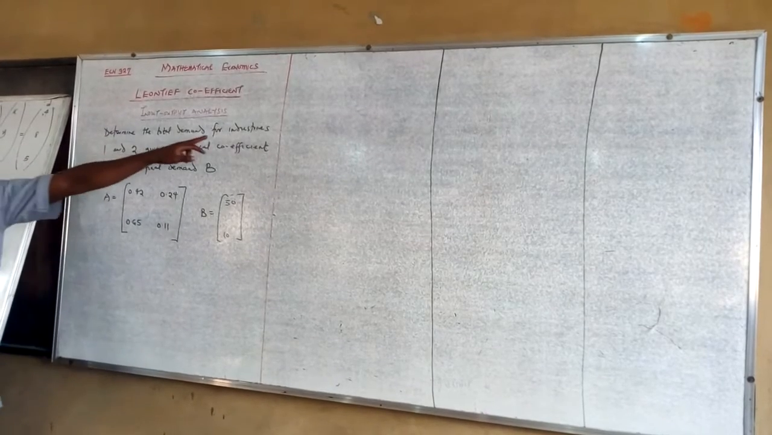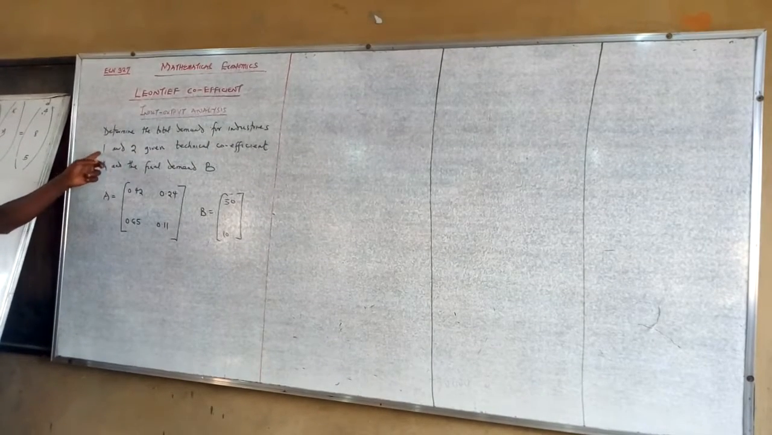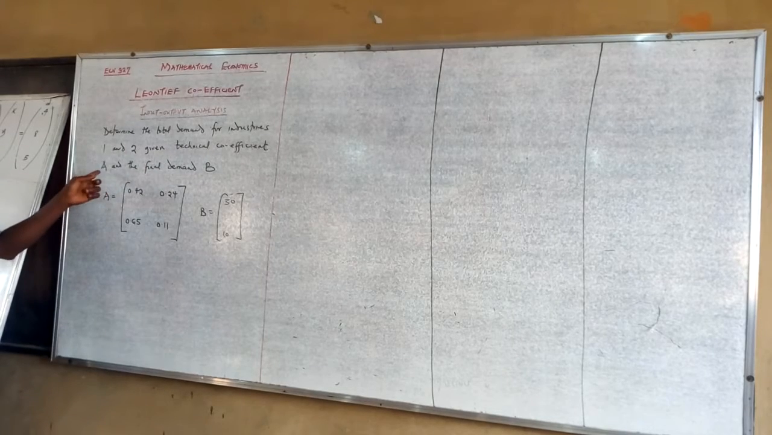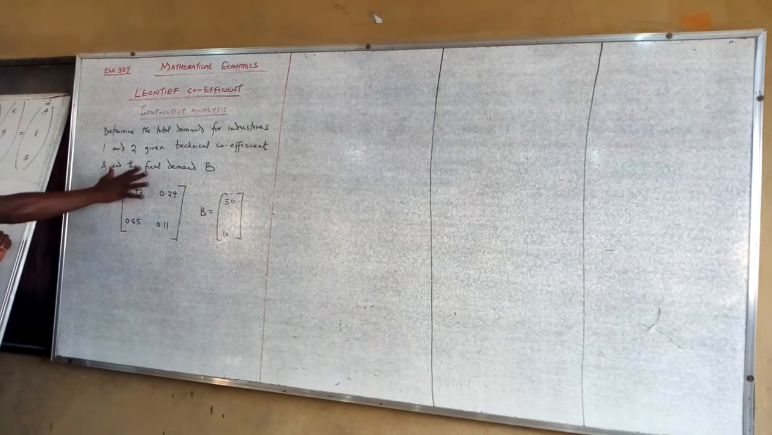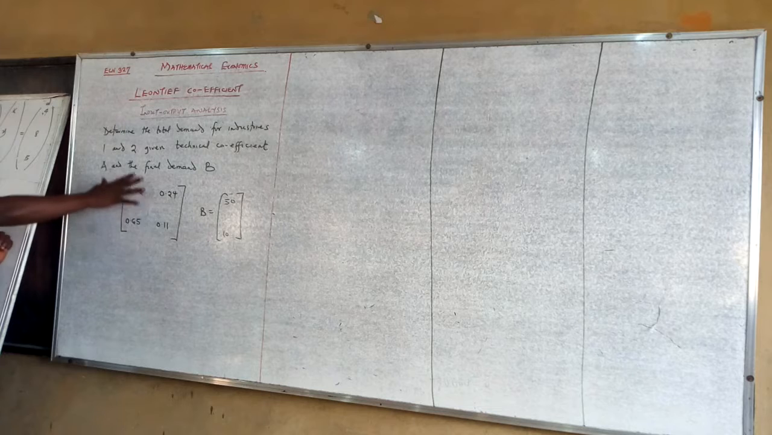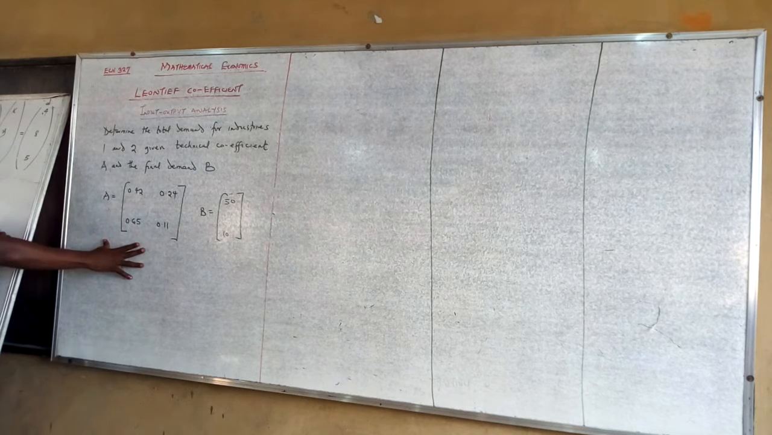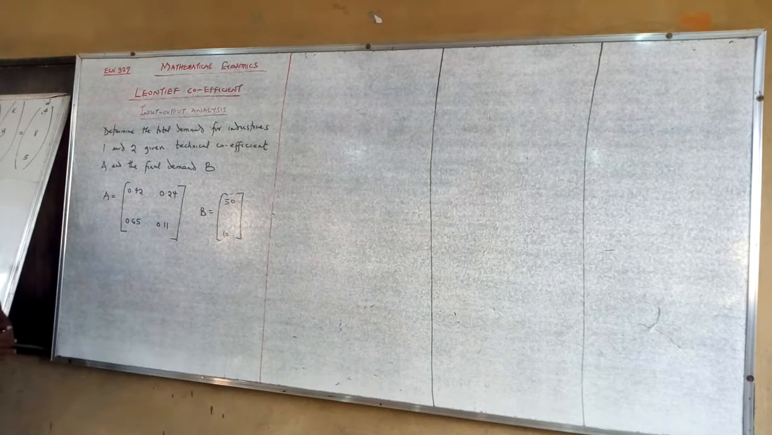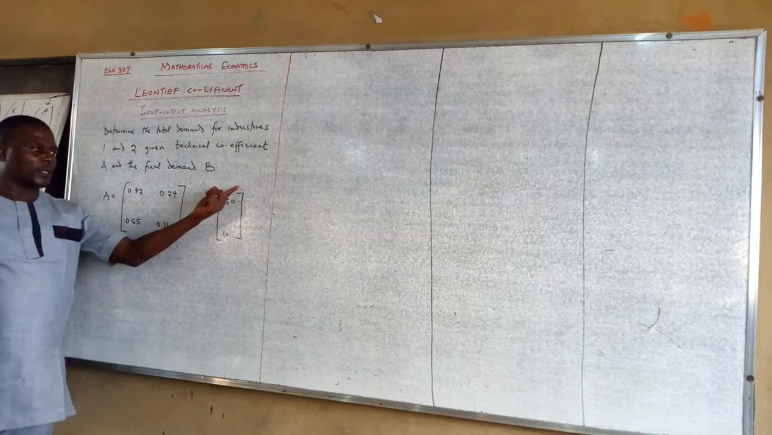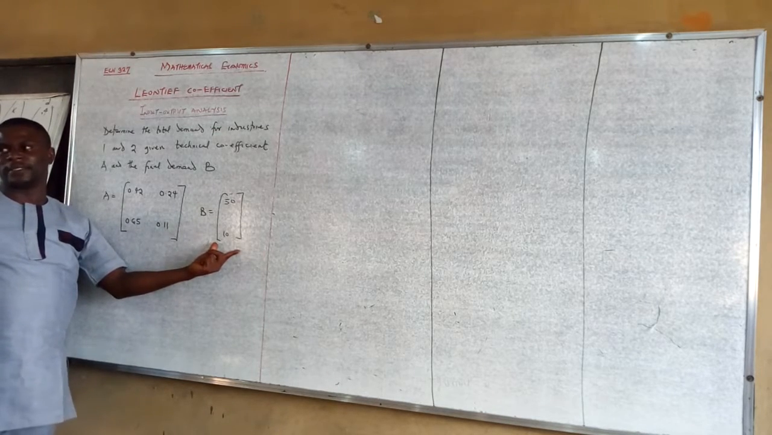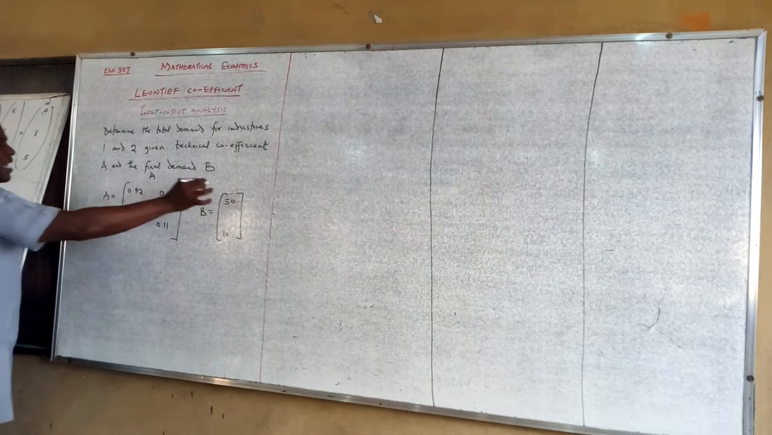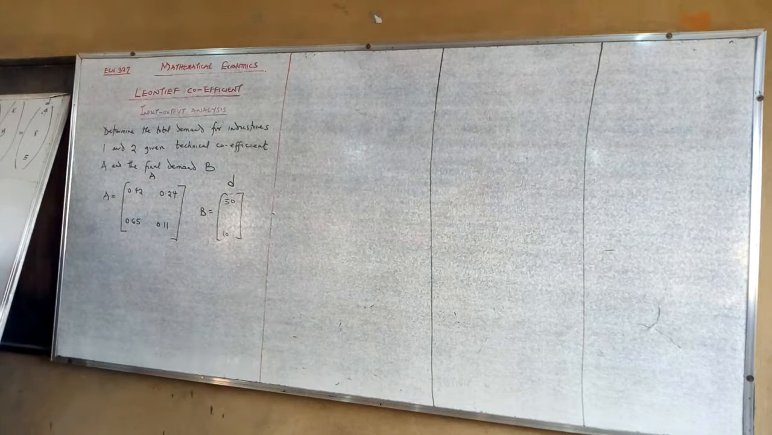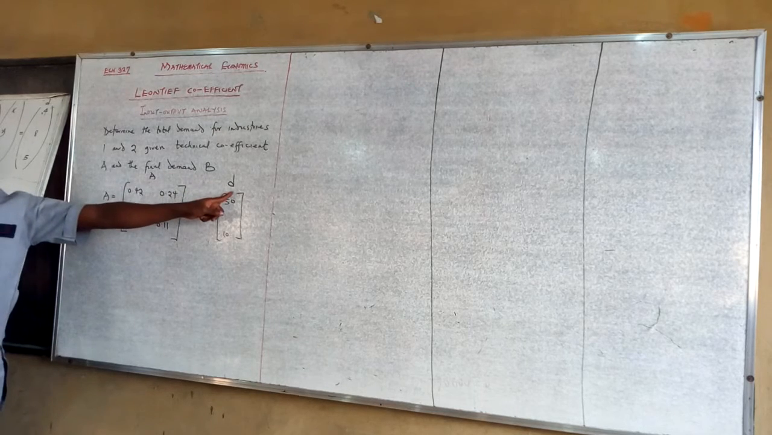Determine the total demand for industries 1 and 2, given technical coefficients A and the final demand D. They are trying to tell us that this one is the technical coefficients, which is the same thing as input coefficient. And this one is the final demand. That means this is our A and this is our D, which is demand.